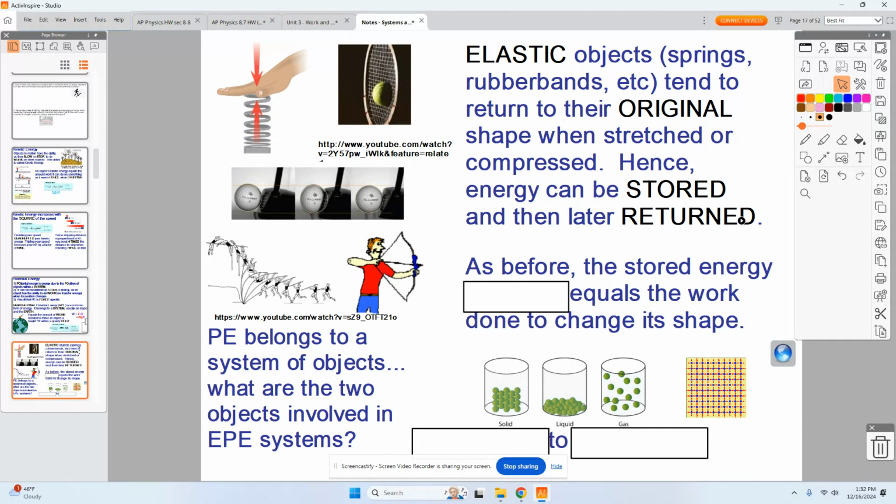Would you guys agree I did some work on both of these things? When I let this one go, what's it going to do? When I let this one go, what's it going to do? Why not? What's the difference here? This has a natural shape that's in this configuration. When I change its shape, I'm changing its configuration. I want it to go back to its normal. So I can store some energy in the shape of that. When I do this here, even after changing the shape, it's not very elastic.